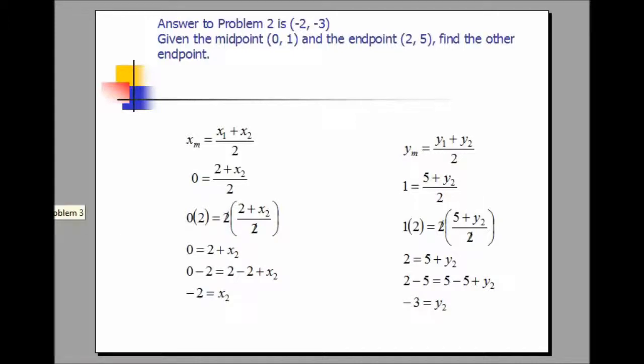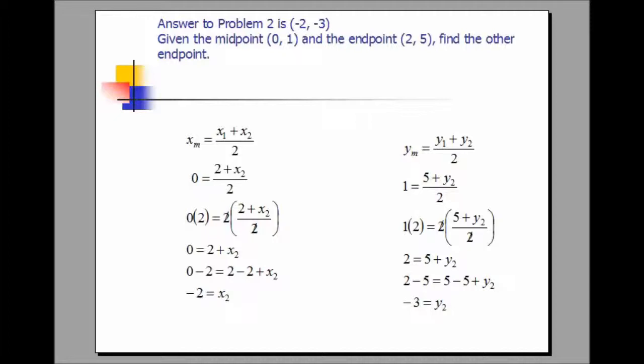Let's find the y-coordinate of the other endpoint. We substitute. The y-coordinate of the midpoint is 1, therefore we replace y sub m with 1, and we replace y sub 1 with 5, which is the y-coordinate of the endpoint that's given to us. We now have the expression 1 equals 5 plus y sub 2 over 2.